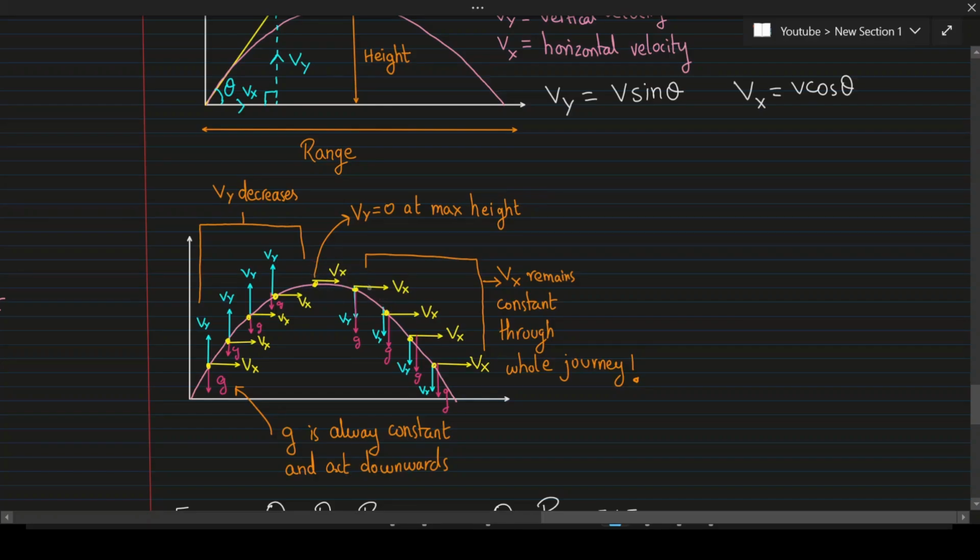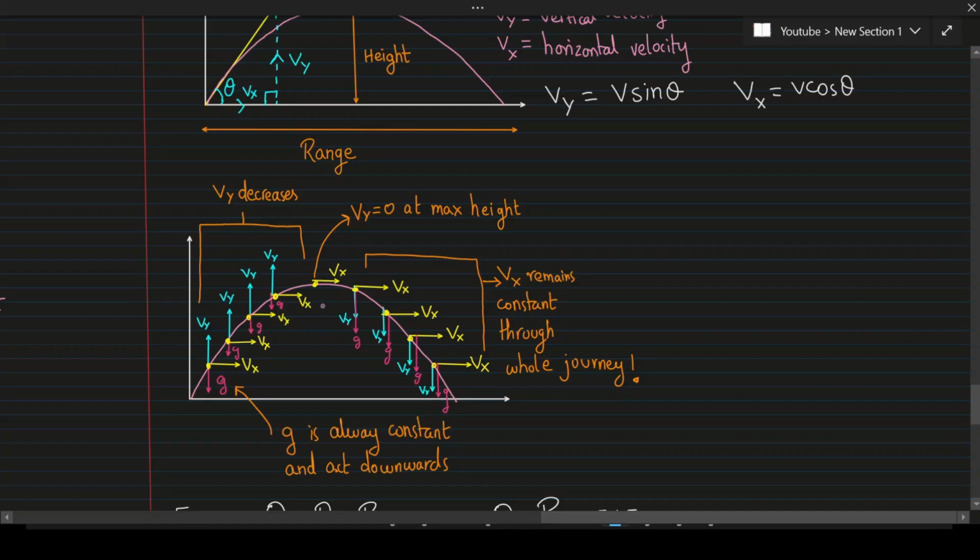Then the object moves downwards and again comes to the ground. Now Vy would be acting downward. So now Vy would increase, but suddenly it will become zero when the object hits the ground. So this is the whole journey of the projectile motion.